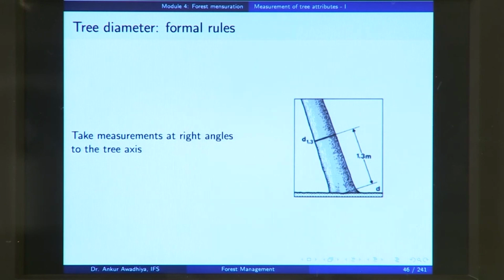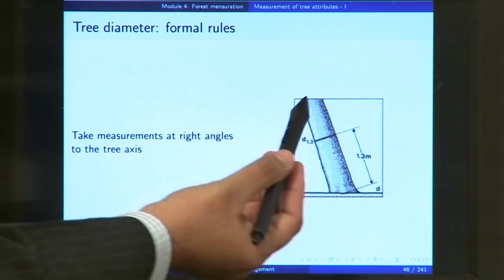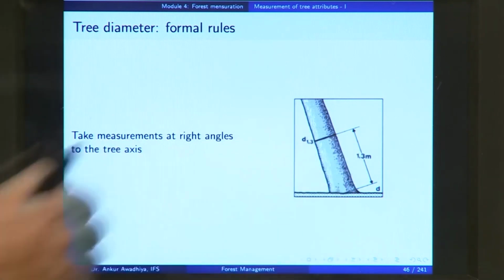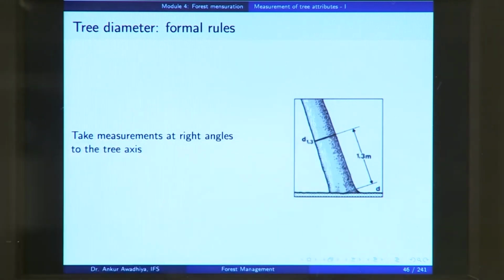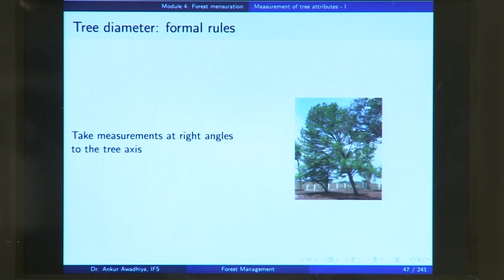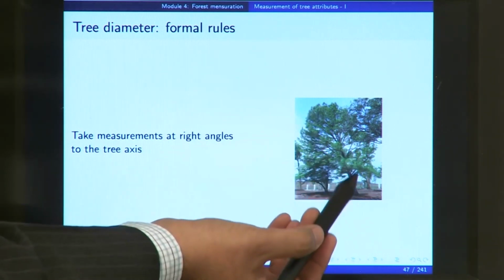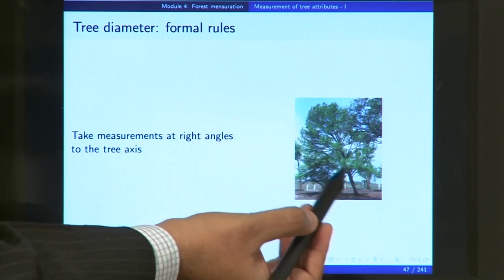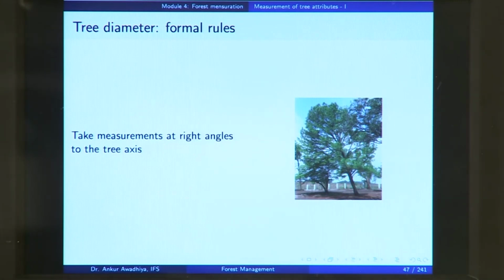If your tree is standing on a level ground, but your tree is not upright, it is tilted, what do you do then? In that case, you take measurements at right angles to the tree axis. So, this is your tree axis and you take measurements at right angles to the tree axis to get your 1.3 meters. So, this is an upright tree, but this is a sloping tree. In the case of a sloping tree, you will take measurement at 90 degrees of the tree axis.